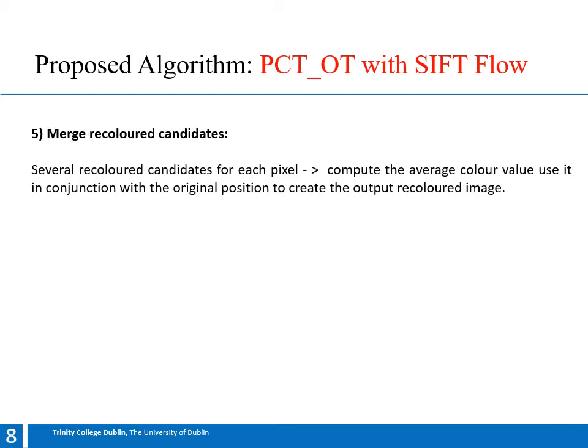Step 5 is merging recolored candidates. Due to overlapping batches, we now have several recolored candidates for every pixel in the source image. So we compute the average color value from these candidates and use it in conjunction with the original position to create the output recolored image.